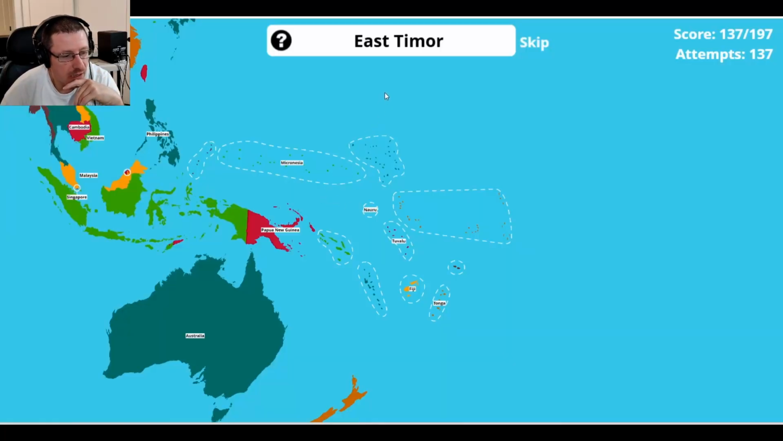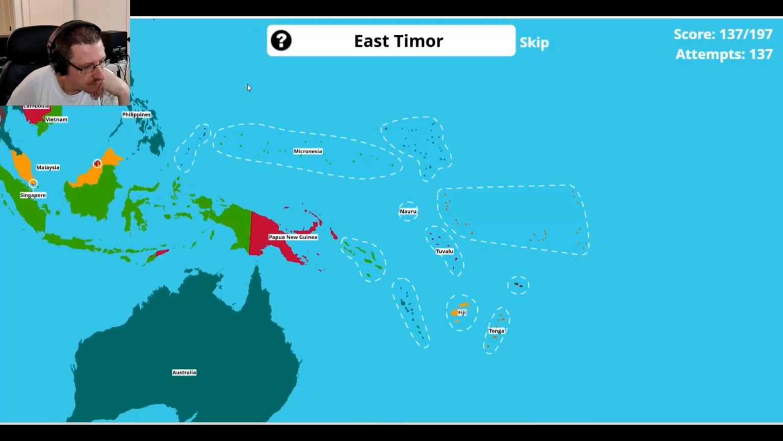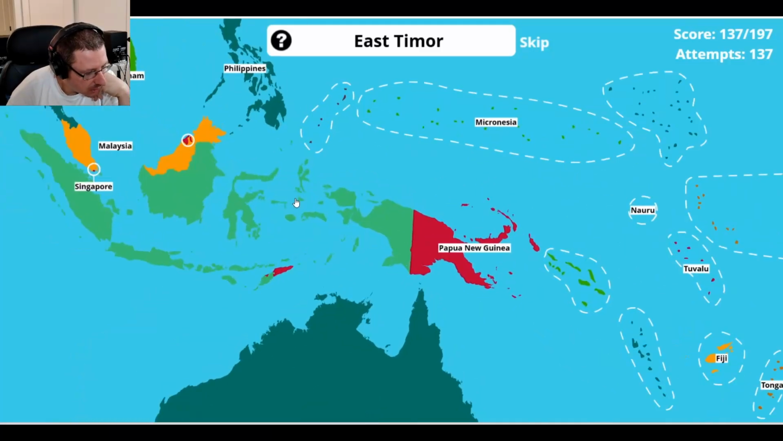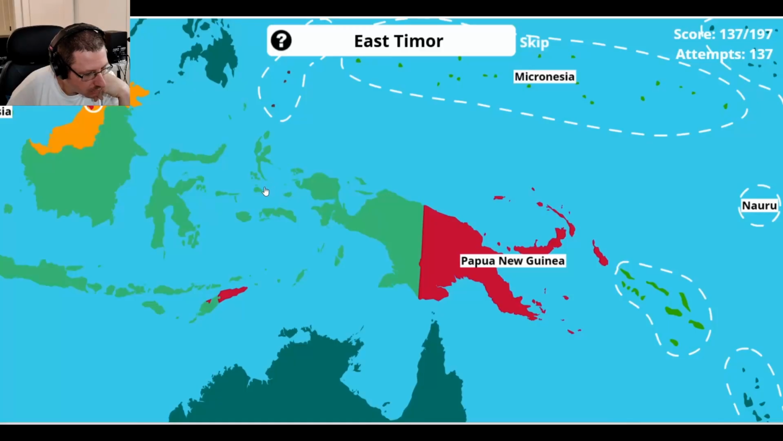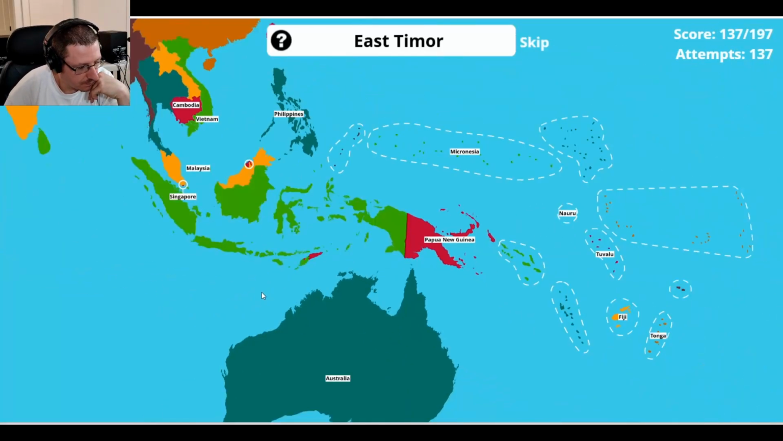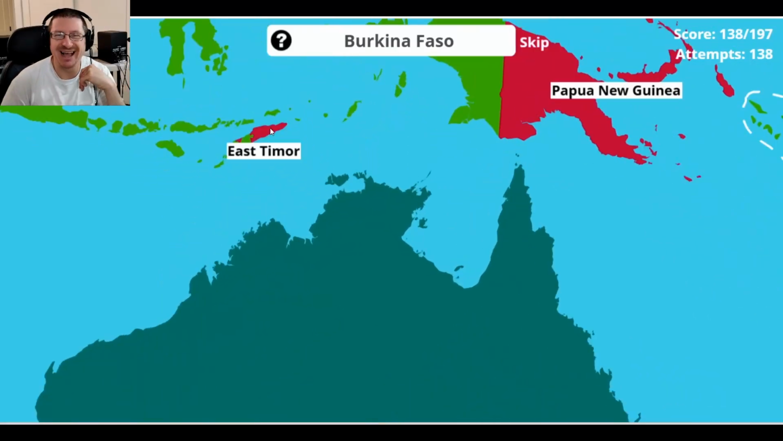Okay, East Timor. Remember I was saying some places are known by something different, like Eswatini was Swaziland. East Timor is also known as Timor-Leste. Timor-Leste is, oh, where is it? Oh, here it is. It's right here. Timor-Leste.